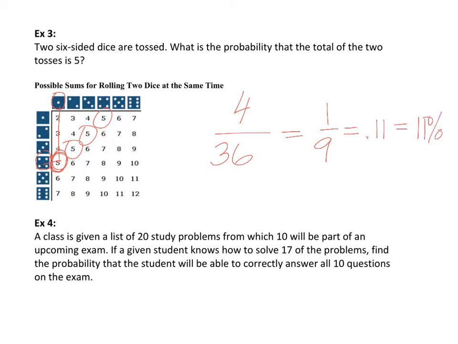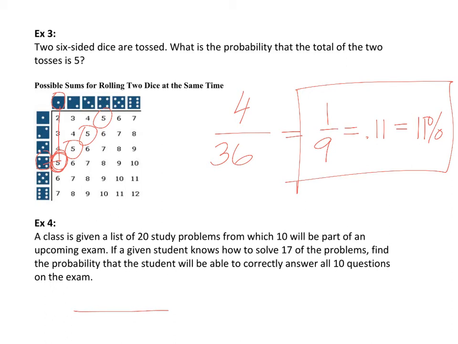Done. For example 4, a class is given a list of 20 study problems from which 10 will be part of an upcoming exam. If a given student knows how to solve 17 of the problems, find the probability that the student will be able to correctly answer all 10 questions on the exam. Okay, the probability. All right, so from, let's see here.